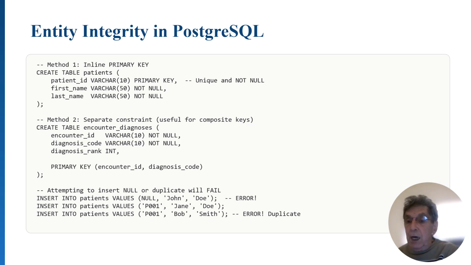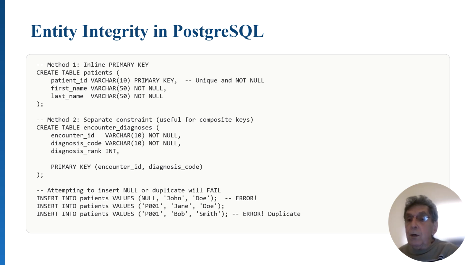Once a primary key is defined, the database automatically enforces entity integrity. Attempting to insert a null primary key fails. The insert statement with null for patient ID returns an error like error, null value in column patient ID violates not null constraint. Attempting to insert a duplicate primary key fails also. If P001 already exists, inserting another P001 returns error, duplicate key value violates unique constraint.